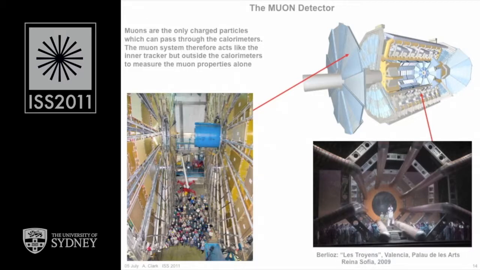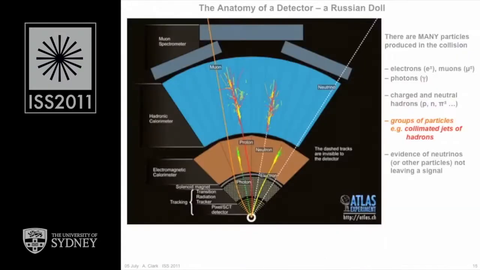Now, I told you that there was one thing that we hadn't talked about, and that is groups of particles, collimated jets of hadrons. So, what happens here?